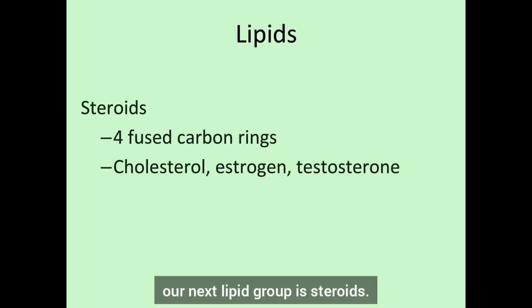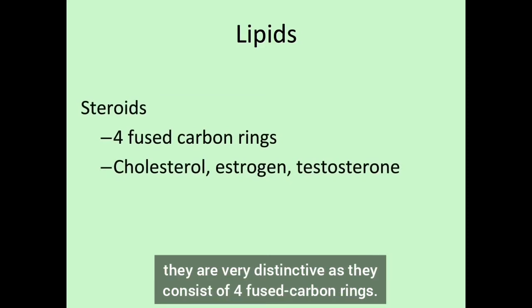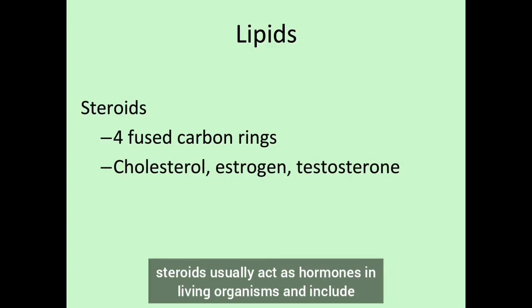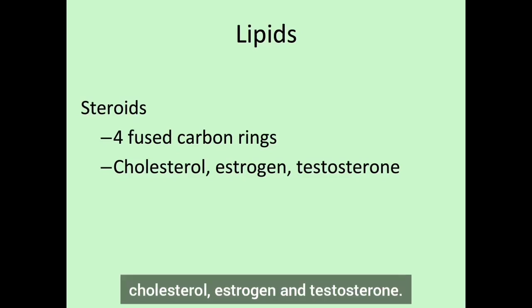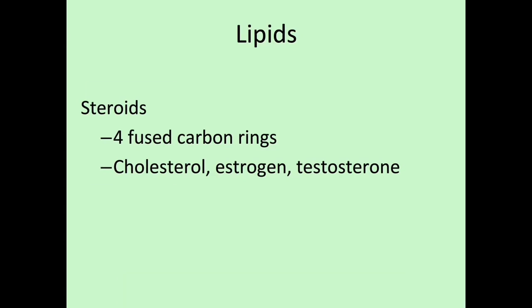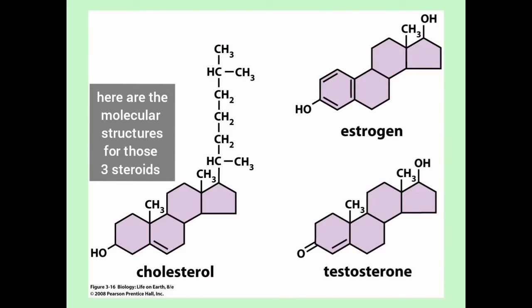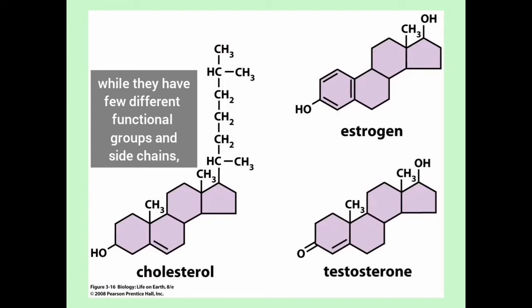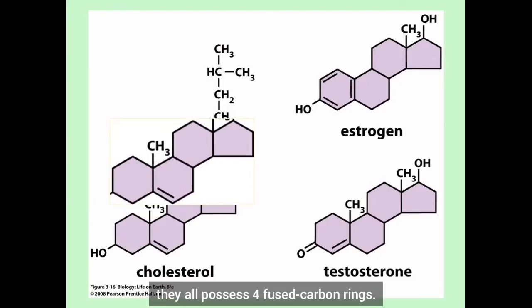Our next lipid group is steroids. They are very distinctive as they consist of 4 fused carbon rings. Steroids usually act as hormones in living organisms and include cholesterol, estrogen, and testosterone. Here are the molecular structures for those 3 steroids. While they have a few different functional groups and side chains, they all possess 4 fused carbon rings.